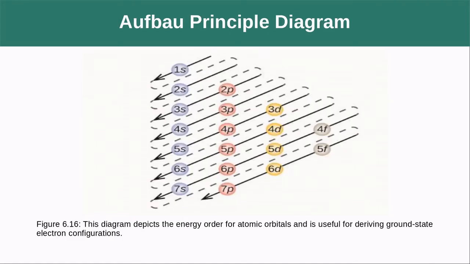And this diagram is basically telling you the exact same thing. You're just following these little arrows. So first you fill the 1s, then you fill the 2s, then you fill the 2p, then the 3s, then you fill the 3p, then you fill the 4s, then you go back up to the 3d from the 4s, then you fill the 4p, then you fill the 5s, and then you go back to the 4d, then the 5p, then the 6s, and you keep adding it up as you go along.